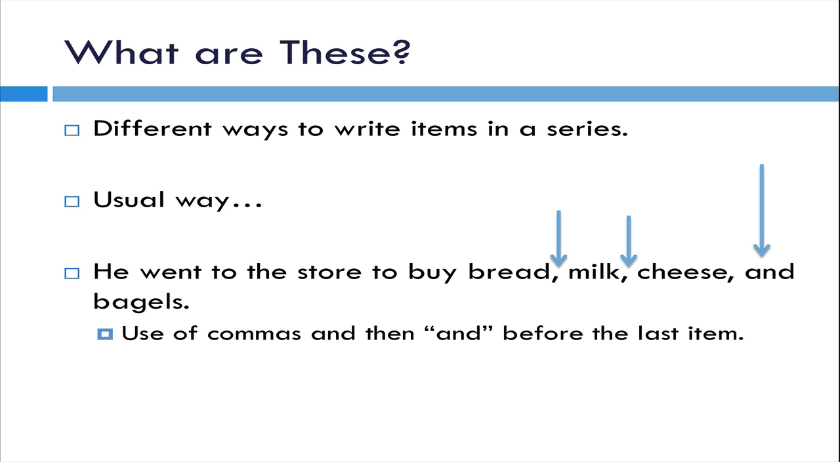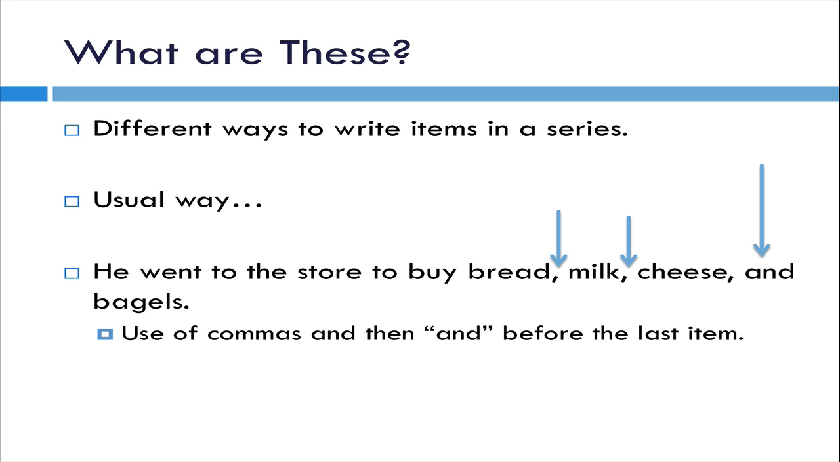So let's go back to how we normally write things in a series. So our example sentence at the bottom: He went to the store to buy bread, milk, cheese, and bagels. And so when we have more than two items in a series, we use commas to separate them, and then we use a comma and then an "and" before that last item.